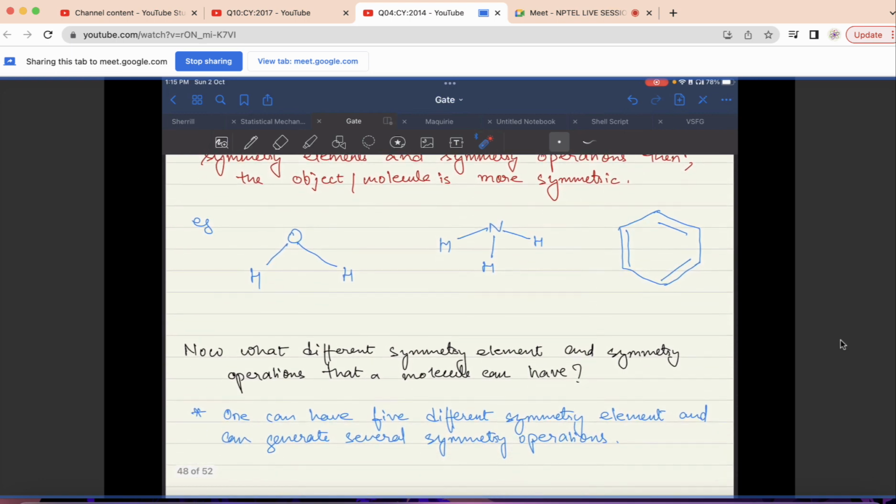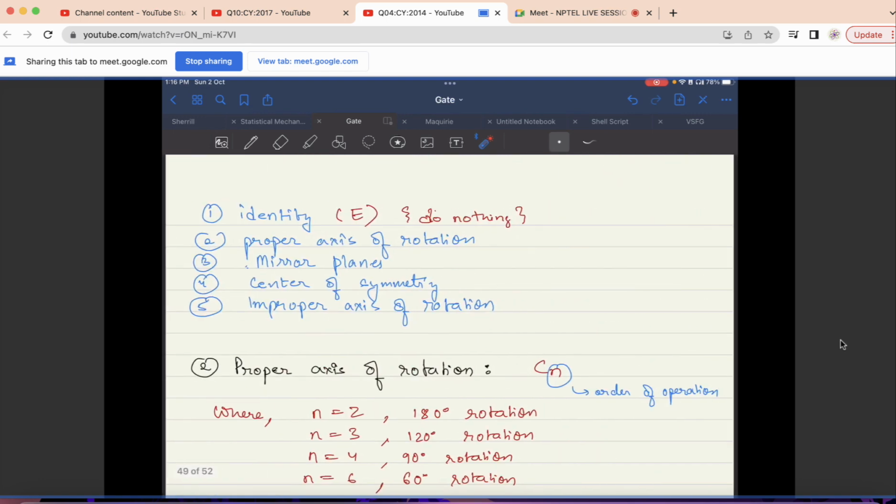Okay, now what different symmetry elements and symmetry operations can a molecule have? One can have 5 different symmetry elements and can generate several symmetry operations from them. So the first one is the identity. It is denoted as capital E, and I will simply say it is something we can call doing nothing, because identity is exactly the same configuration that we had before the operation or after doing the particular operation.